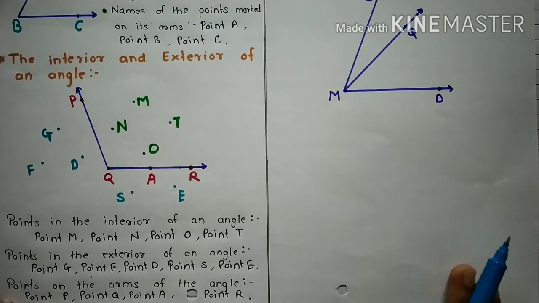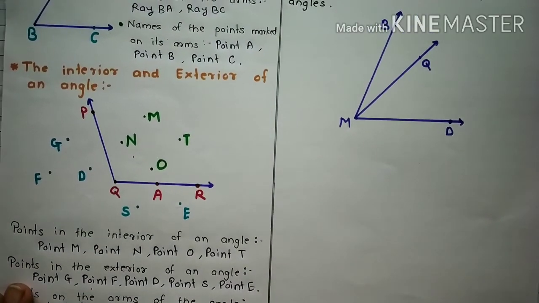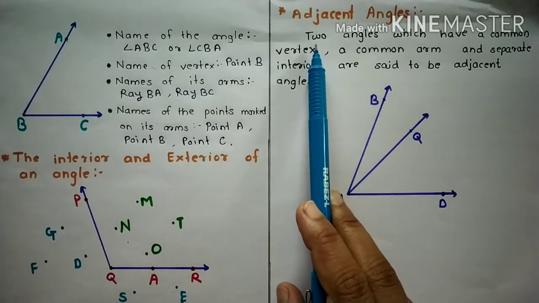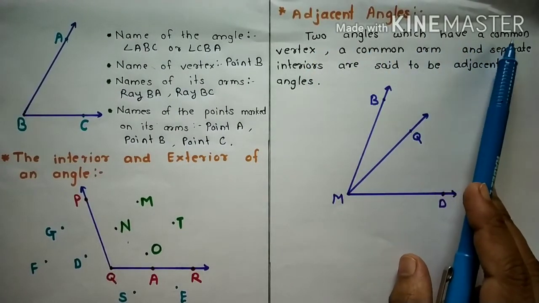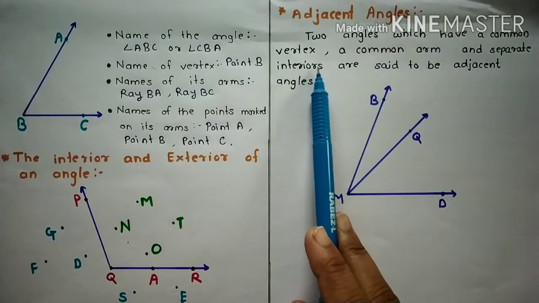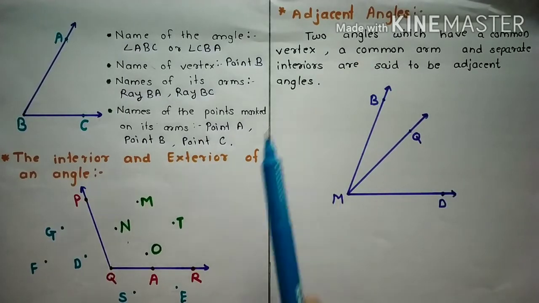Now next is adjacent angles. First, see the definition. Two angles which have a common vertex, a common arm and separate interiors are said to be adjacent angles.